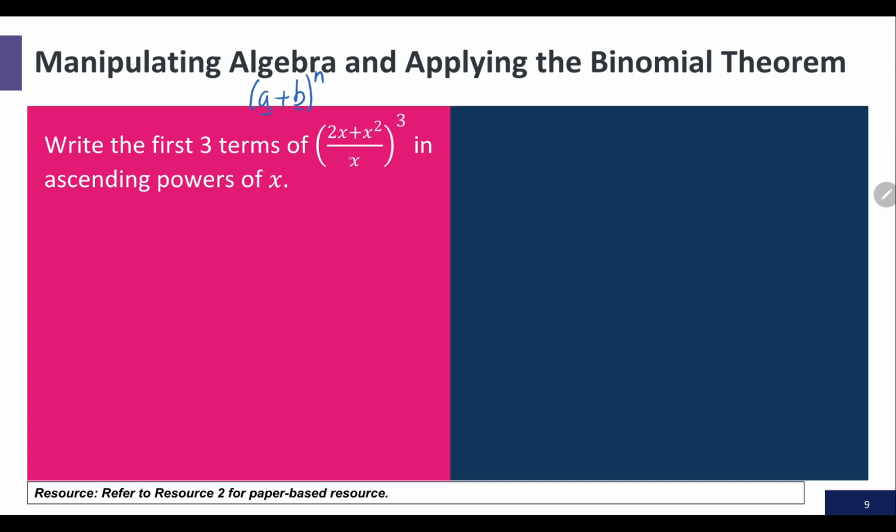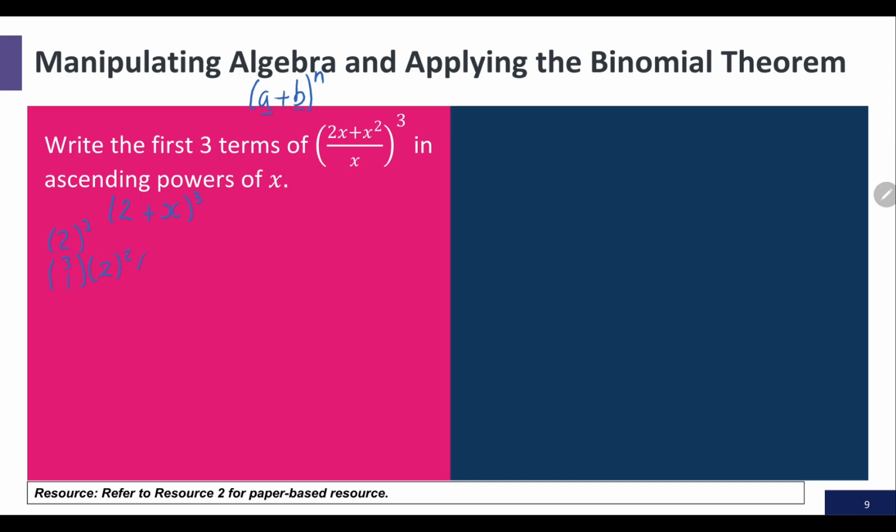So what I'm going to do is divide each term by x. Now 2x divided by x is 2. And x squared divided by x is x. Like that. There we go. So actually this question is really nice to start with. So let's go. Ascending powers of x. So the x powers go up. So in that case, we need the x term second, which is what we've got. So the first term is going to be 2 cubed. Second term is going to be 3 choose 1.